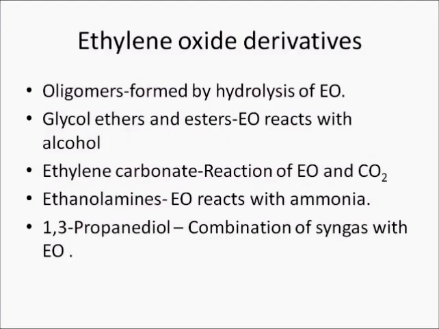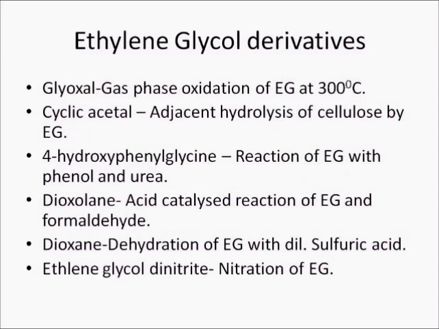We will be looking into derivatives obtained from ethylene derivatives now. We will start with ethylene oxide or EO. The derivatives obtained from ethylene oxide include oligomers of EO, glycol ethers, glycol esters, ethylene carbonate, ethanolamines, and 1,3-propane diol. Next is ethylene glycol. The derivatives from ethylene glycol are glyoxal, cyclic acetal, 4-hydroxyphenylglycine, dioxolane, dioxane, and ethylene glycol dinitrite.